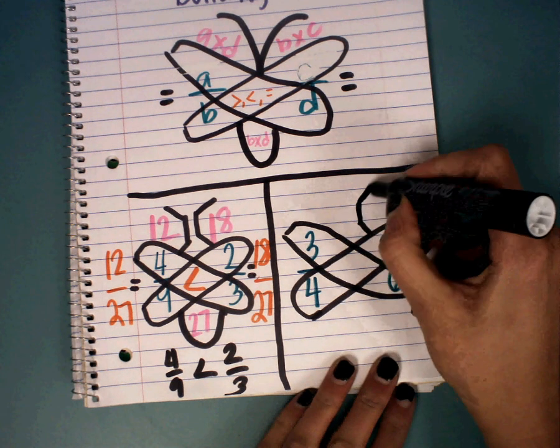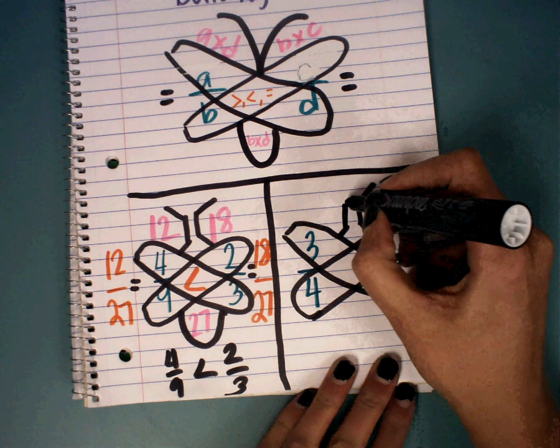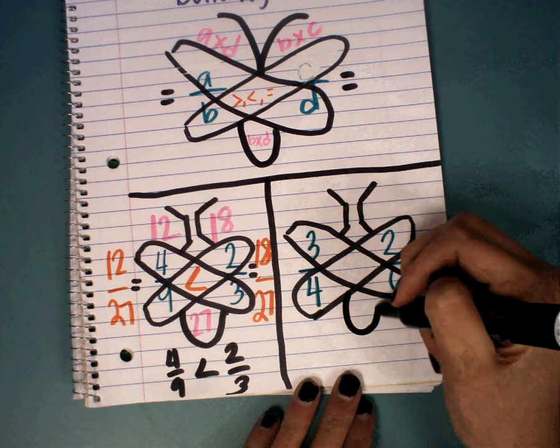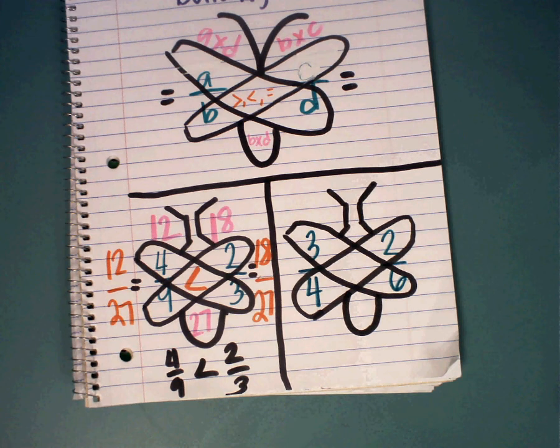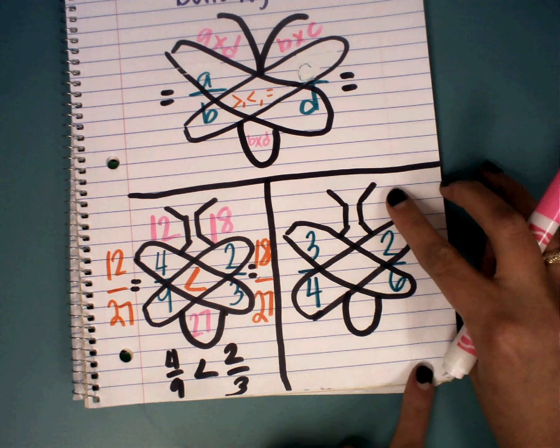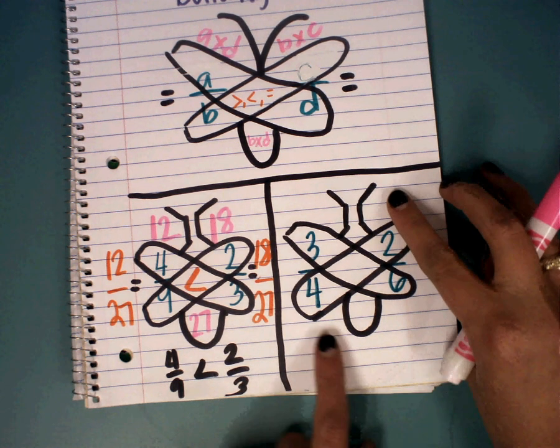I kind of like the way I drew them last time. All right, and then I'm going to draw the bottom of my body. Don't forget that part. That part's important because it helps you know what the denominator is. If you get to the point where you're like, oh no, I don't remember the denominator, look at the bottom of the body.